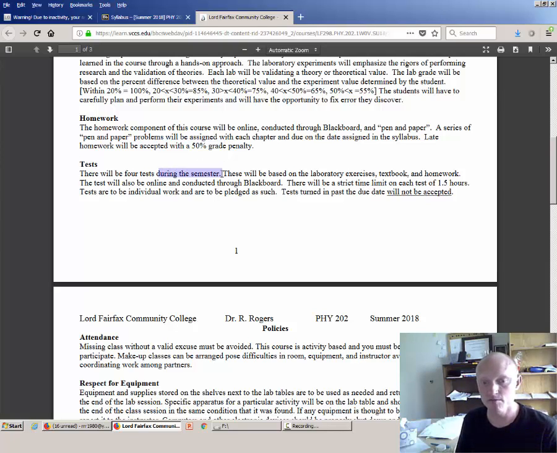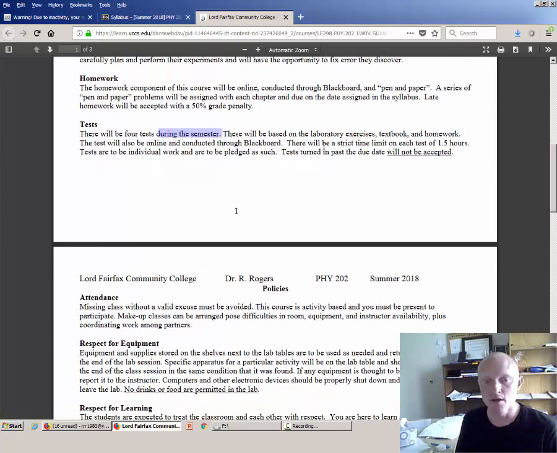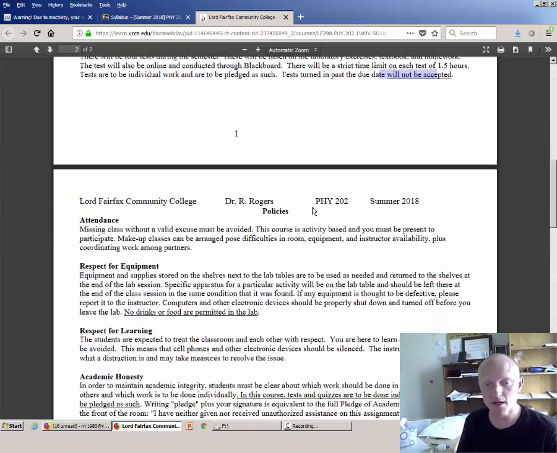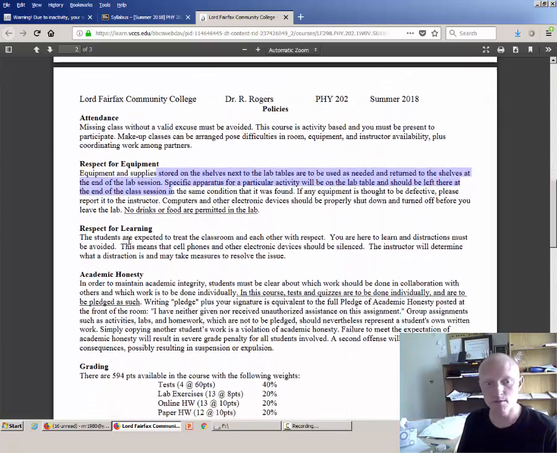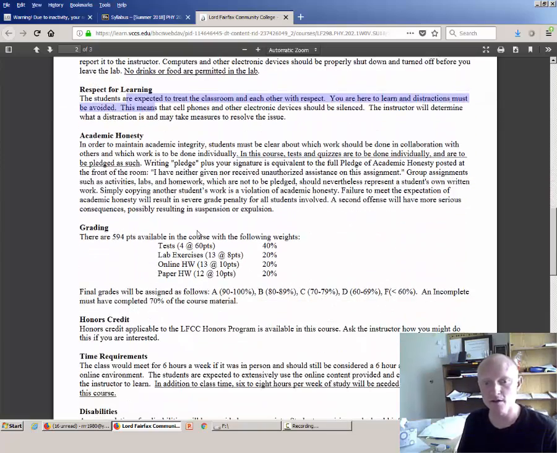Tests: there are 4 tests sprinkled throughout the semester, and they have a time limit of 90 minutes. The reason for that is that it's 30 multiple choice questions. You can use your book, your notes, anything you want, but if you try to Google your way through it, you'll probably run out of time in 90 minutes. So you kind of have to know your stuff. I will not accept late tests. Please do come to class. Please do be nice to my equipment, and please do be nice to each other.